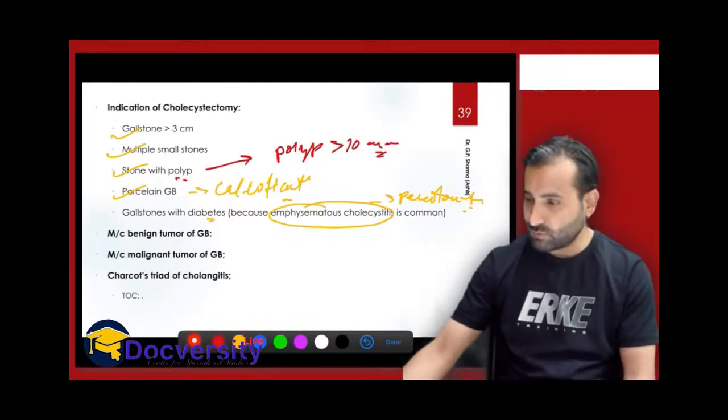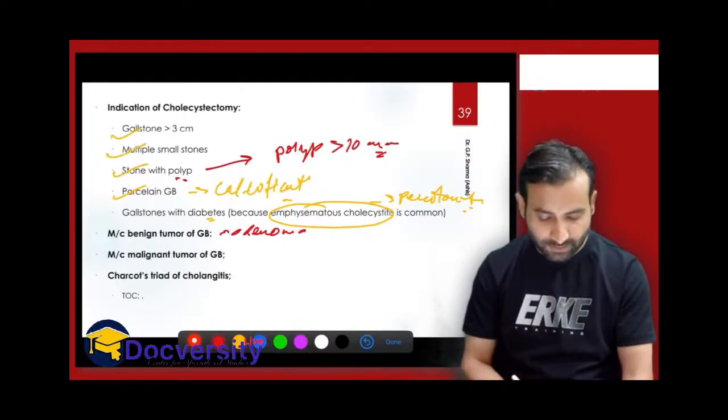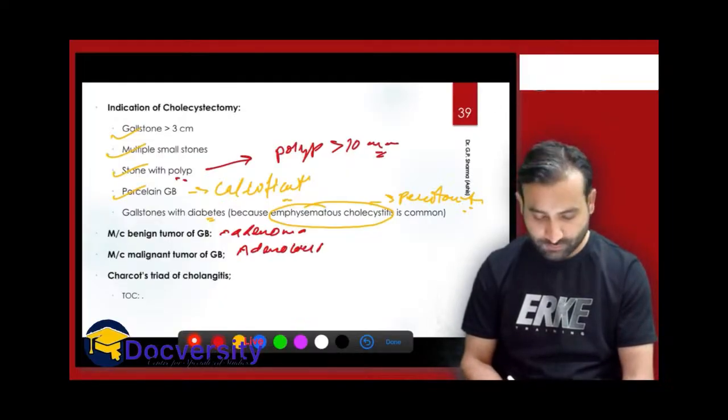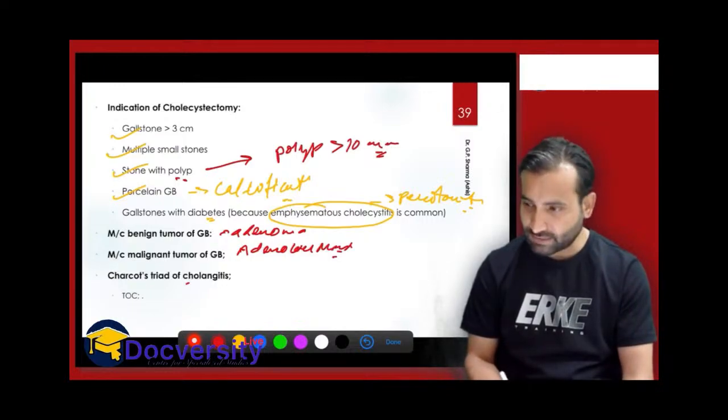And let's see, the most common benign tumor of the gallbladder, that is what? Adenoma, right? And the most common malignant tumor of the gallbladder, that is what? The adenocarcinoma. They can ask you in the exam.